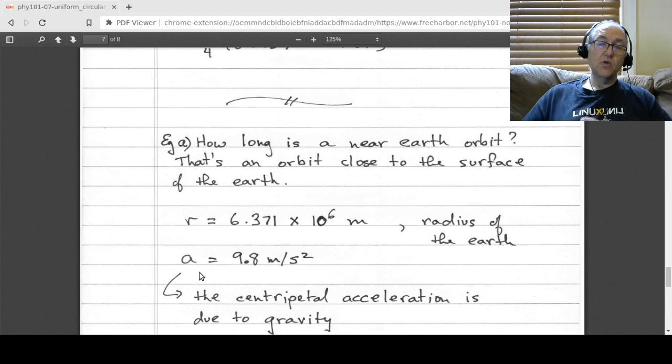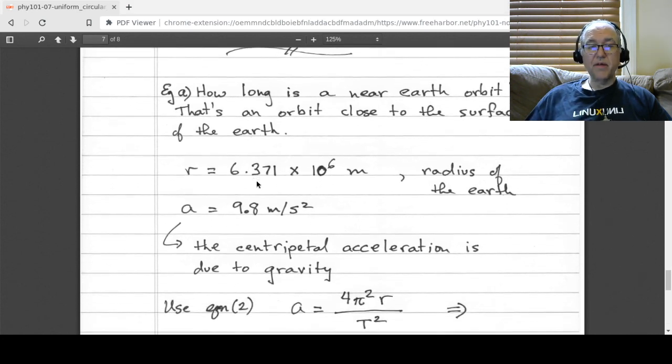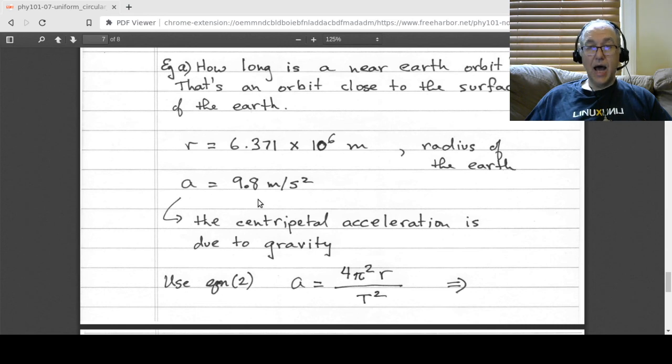Gravity is keeping it on a circle, so the acceleration due to gravity is your centripetal acceleration. That's what I comment here. The centripetal acceleration is due to gravity. Okay, and that's why we have 9.8 meters per second squared like that. So we want to find the time it takes for that near Earth orbit.